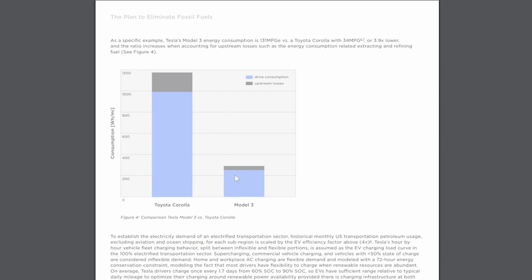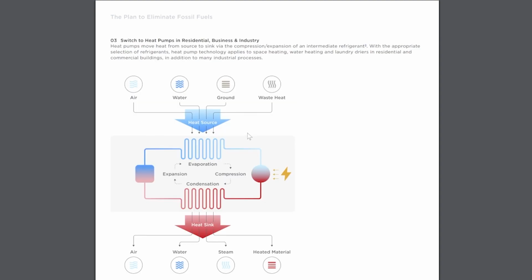So we see the difference here. Roughly about 1/4 of the energy is needed to get from A to B. Still some losses in the upstream to get that energy to the vehicle, but much less than getting the gas to a gas-powered vehicle. Number 3, switch to heat pumps in residential, business, and industry.